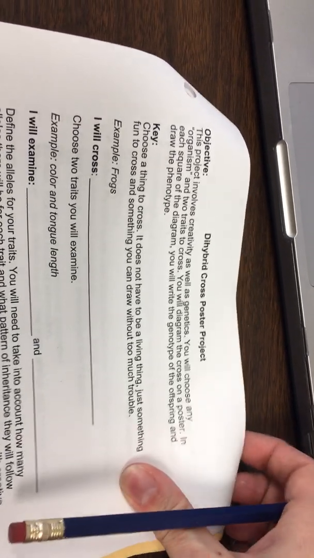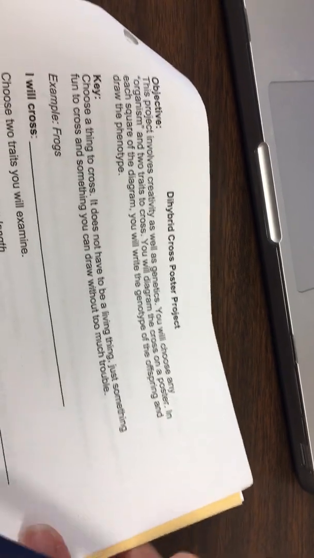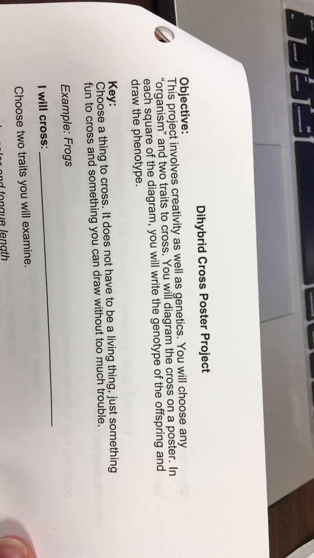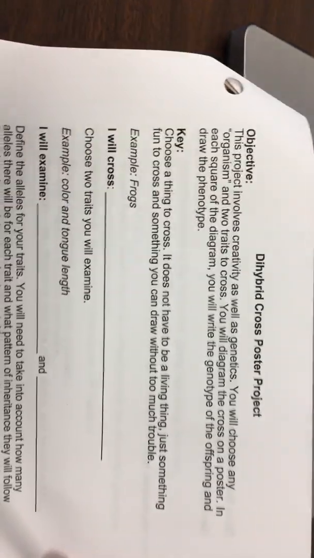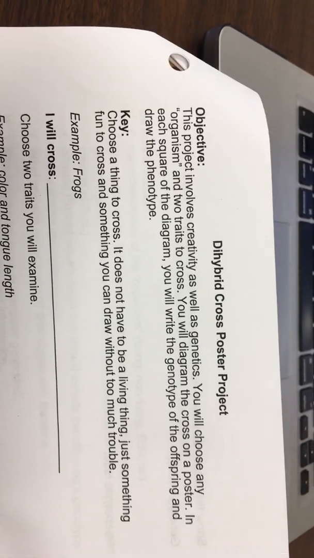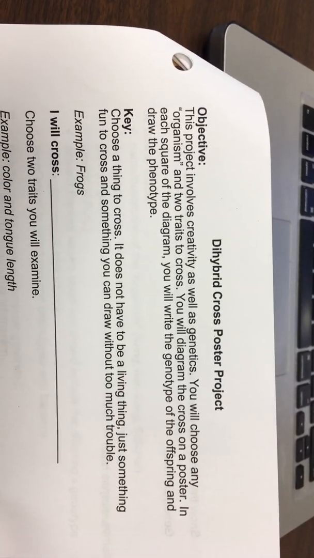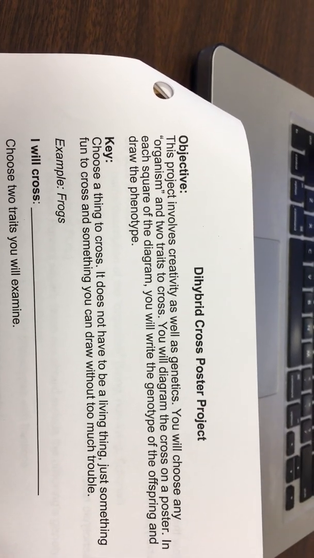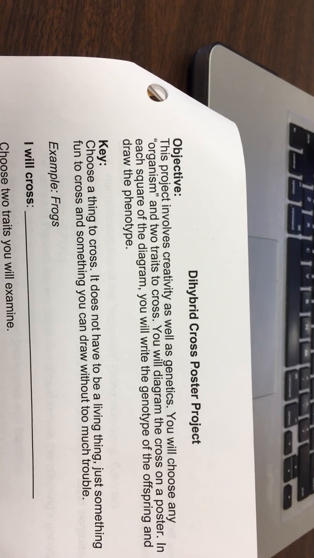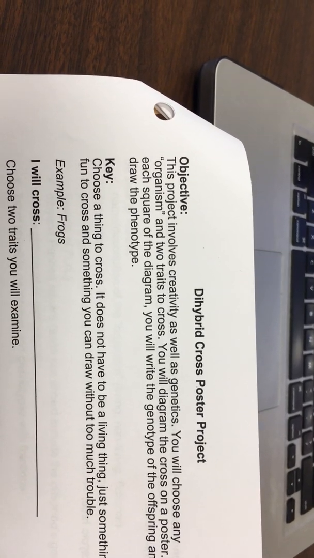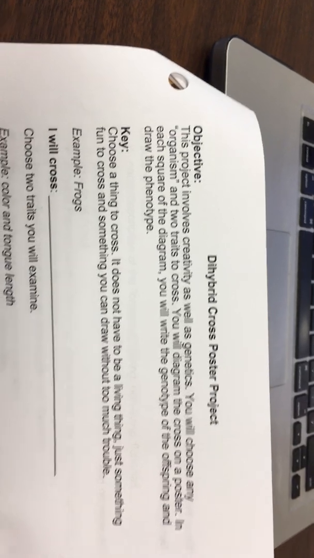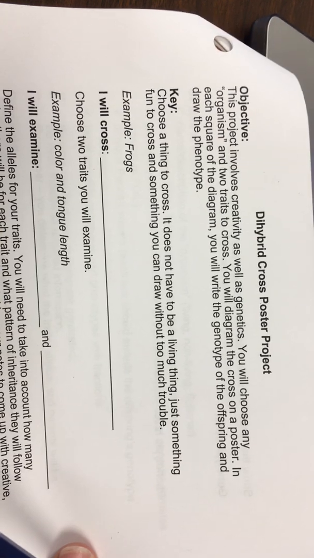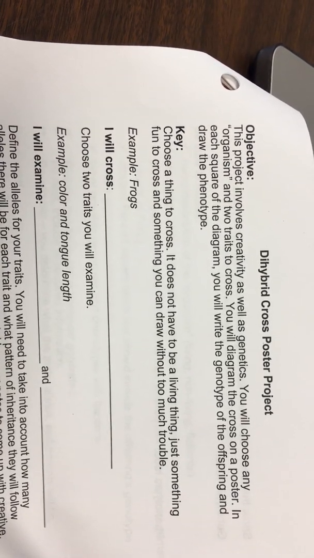Alright, by now you've done the guinea pig problems and the rabbit problems in your study guide, and you're coming across this dihybrid poster project. I really enjoy this because it lets me see that you truly understand how complete dominance works and how to create your dihybrid cross, but you also get to see how meiosis is in play and how patterns of inheritance work. So you don't have to pick a real animal, but it should be a living thing.